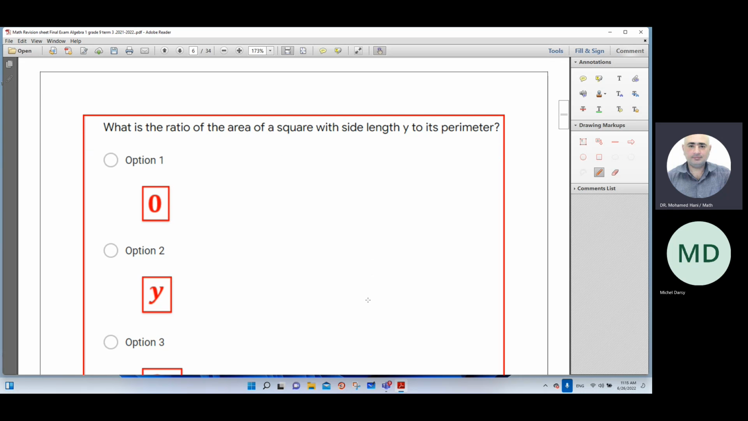What is the ratio of the area of a square with side length y to its perimeter? So we want to find the area and the perimeter. We want to find the ratio. The ratio means write the ratio as a fraction. The symbol of the area will be A, and the symbol of the perimeter will be P. And the figure will be a square.